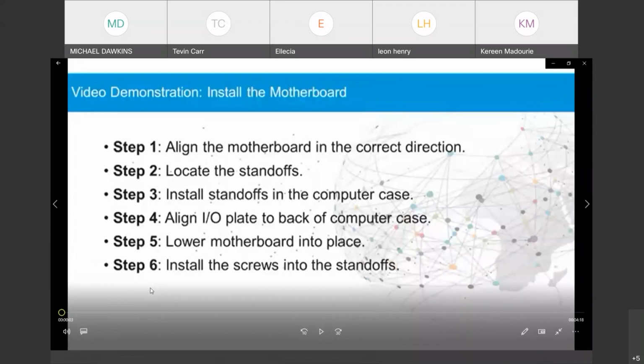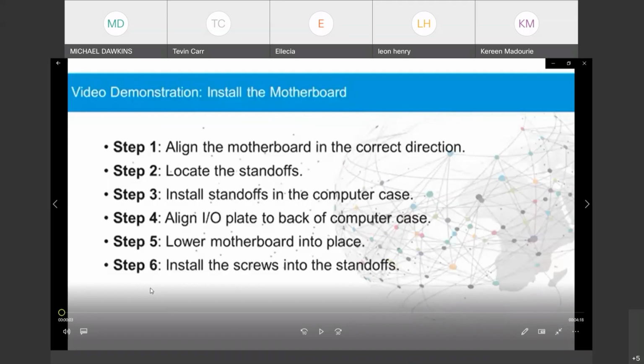All right, then you align the I/O plate, the input-output plate, to the back of the computer case. The I/O plate is where you plug in your mouse. It comes with the USB ports, the printer port, the video port, and the audio and graphic port. Those are on the I/O plate. So align that to the opening that it's supposed to be. Then you lower the motherboard in place, and you install the screws into the standoff.